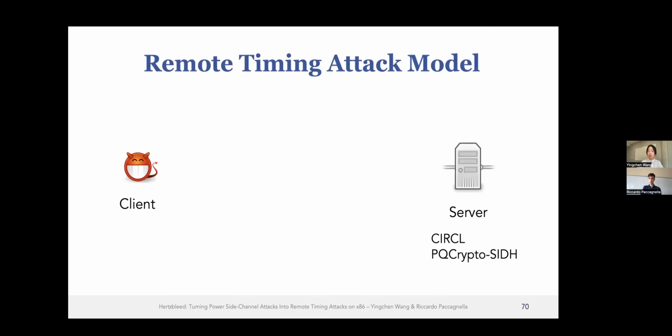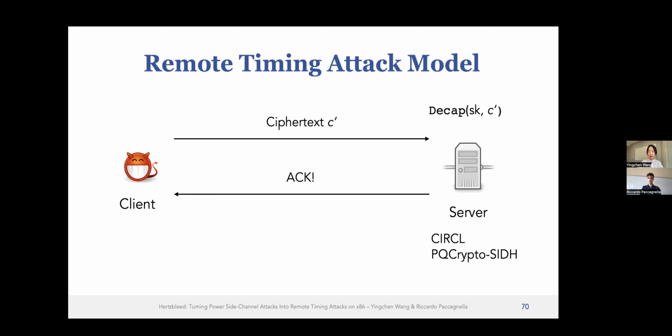In the end, we launch a remote timing attack. We have a malicious attacker who can construct the ciphertext C' according to our adaptive Chosen-Ciphertext algorithm. We have a server that takes in this ciphertext and decapsulates it using either CIRCL or PQCrypto and sends back an acknowledgement to confirm the establishment of a shared key. The malicious attacker in this case will only time how long it takes to finish n concurrent requests, but nothing else.